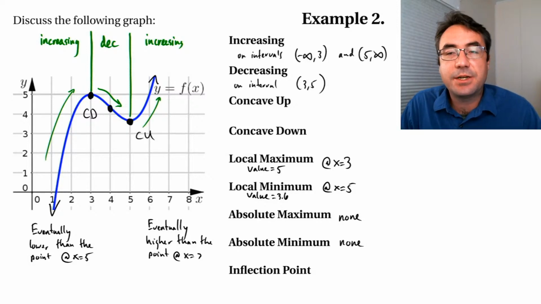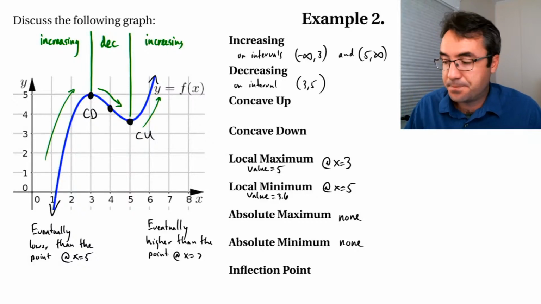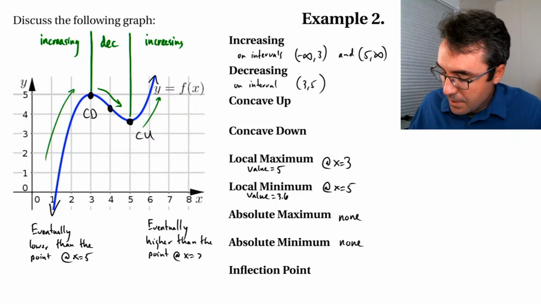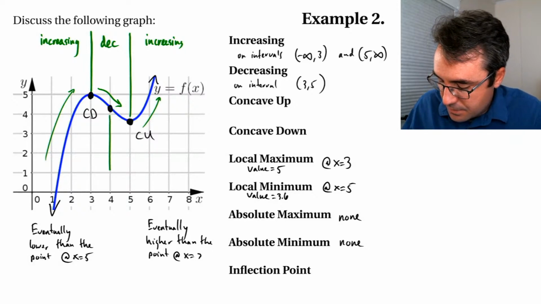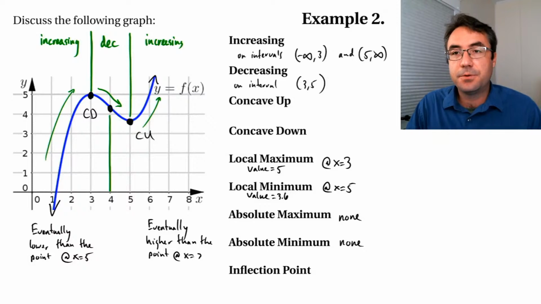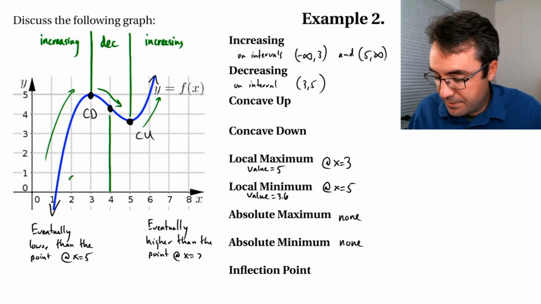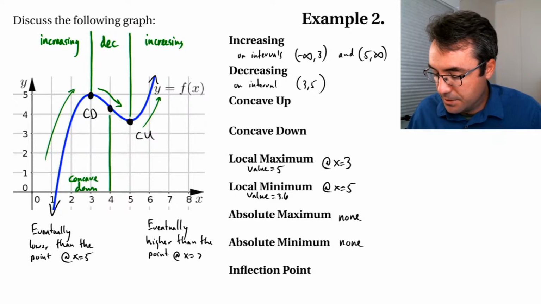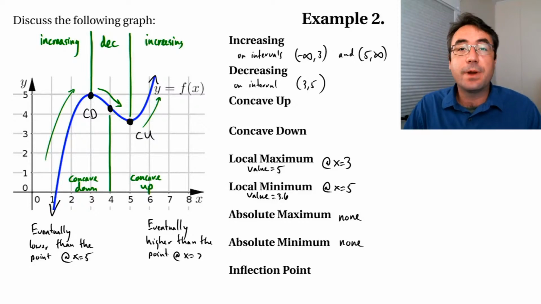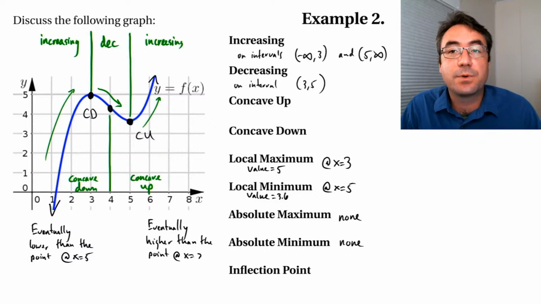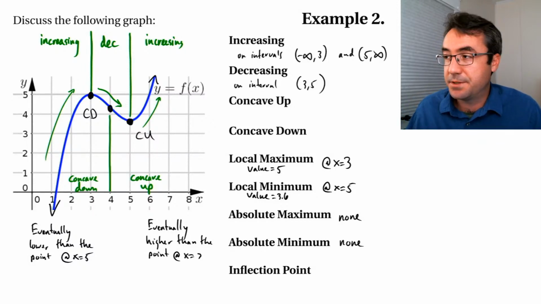And where we have that change in concavity, that's our inflection point. So to the left of x equals 4, our graph is concave down. To the right of x equals 4, our graph is concave up. And then directly at x equals 4, that's where we have our inflection point.